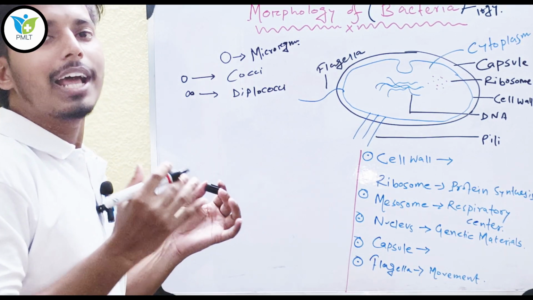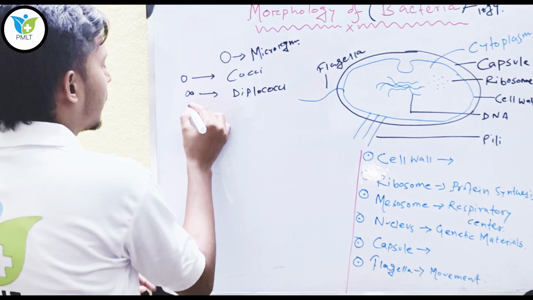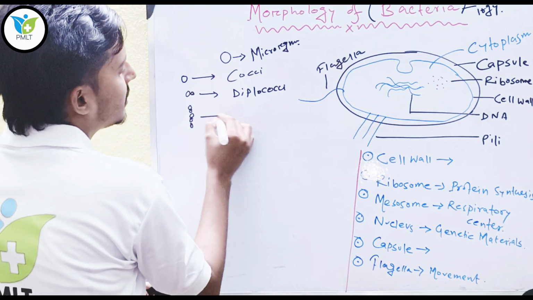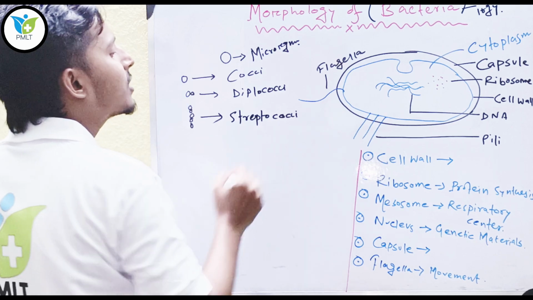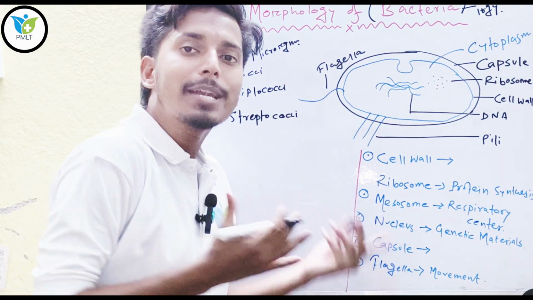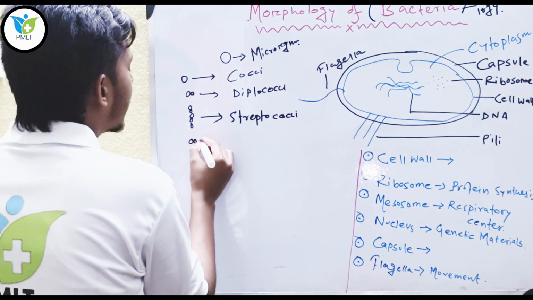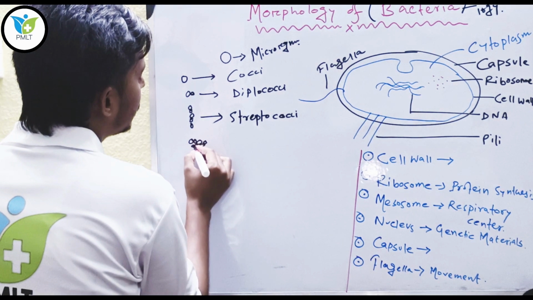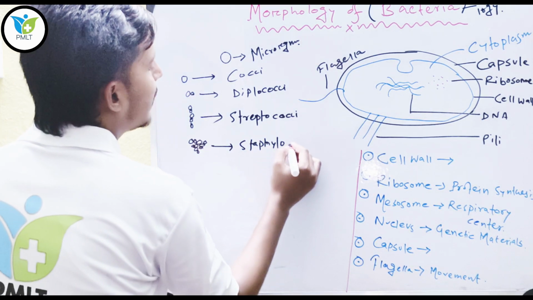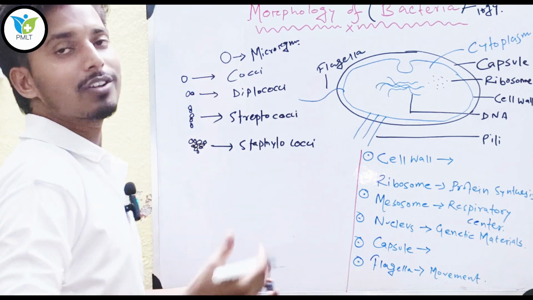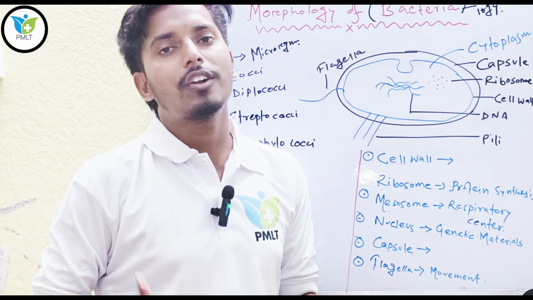If the round-shaped bacteria are arranged in a chain, that is called strepto. They are chain-like. That is streptococci. Why cocci? Because it is round in shape. And why strepto? Because they are in a chain, right? If they are arranged in a grapes-like structure, that is called staphylococci. Why cocci? Because it's round in shape. Why staphylo? Because they are arranged in a grapes-like structure.